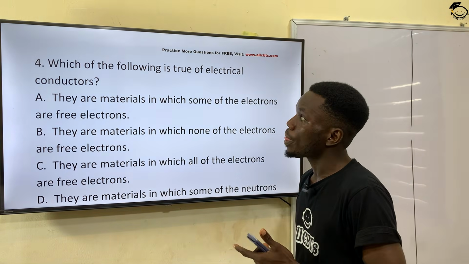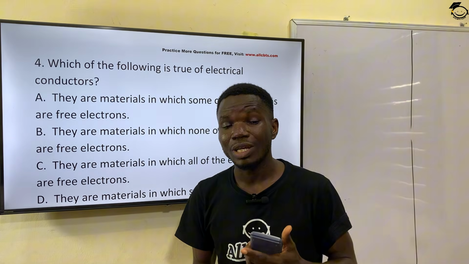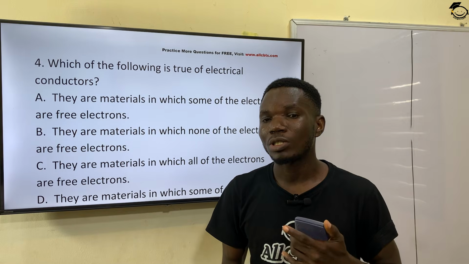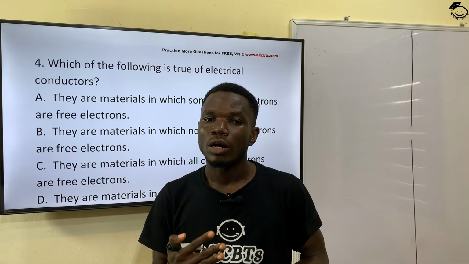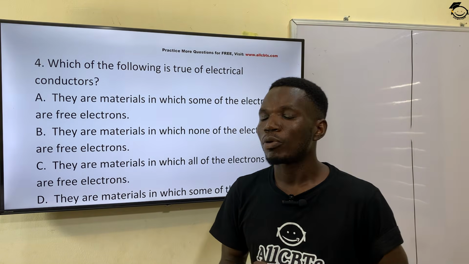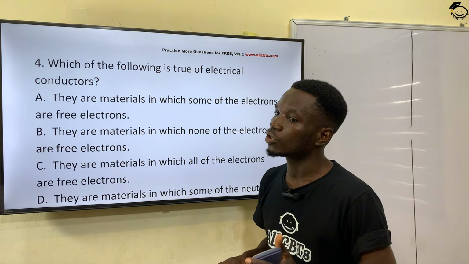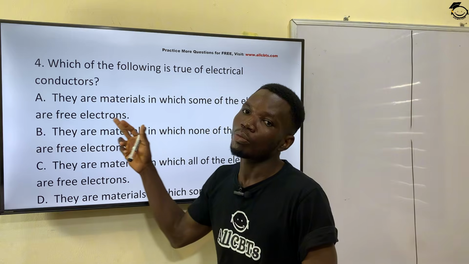So now, electrical conductors are materials in which some of the electrons are free electrons. We call them free mobile electrons, so that they can easily transfer electrical current from one point of a conductor to the other point of the conductor. So some of the electrons are free electrons. That makes the correct answer option A.